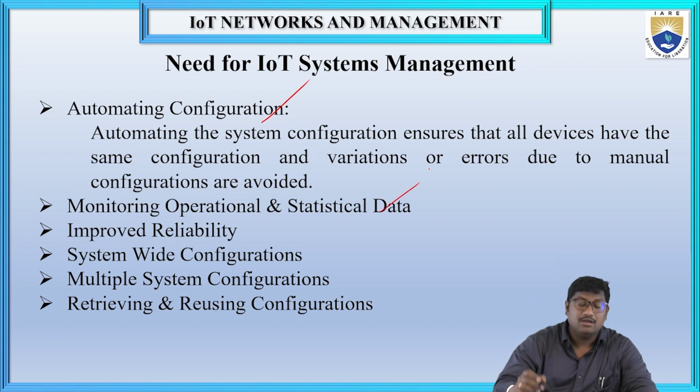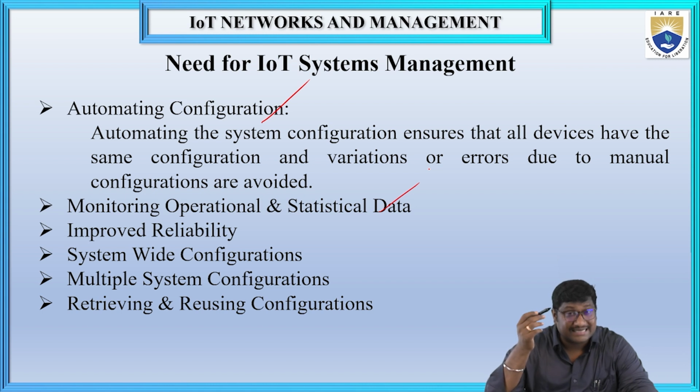And the second factor is monitoring operational and statistical data. Which kind of data is to be operated and which kind of statistical data has been utilized for taking a decision. These things are going to be monitored continuously in system management. And coming to improved reliability of the devices which exist in the IoT system, by extracting the data from those devices and checking whether the device is good and producing good data or not. So it depends on the analysis part only.